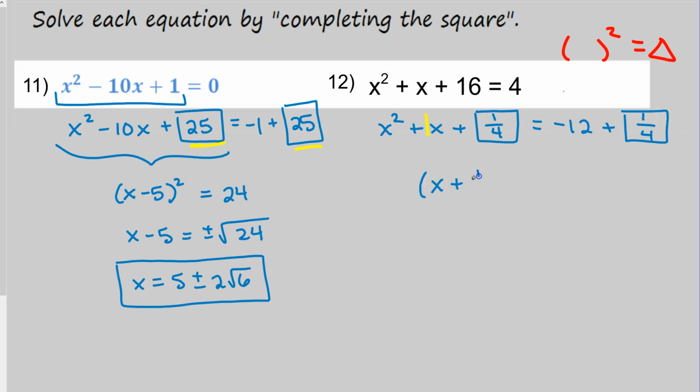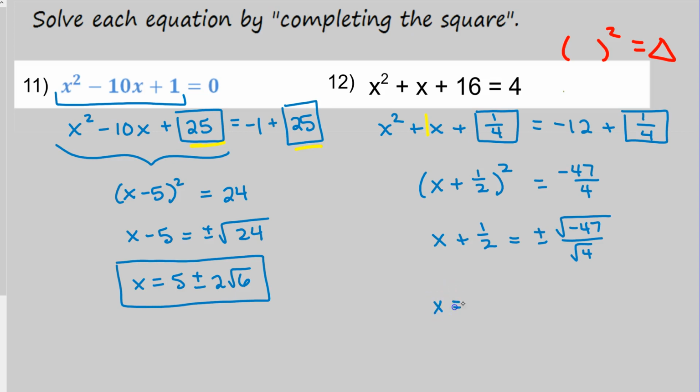And that means this is going to factor into x plus 1/2 quantity squared. And on the right side, let's think of negative 12 as negative 48 fourths, and we'll add 1/4 and we get negative 47 fourths. Once again, if you work with fractions, and in particular improper fractions, it's going to make the next step much easier. Okay, so we're going to square root both sides. So we have x plus 1/2 equals plus or minus the square root of negative 47 over the square root of 4. You can break it up when you have the square root of a fraction and do the square root of the top and the bottom separately.